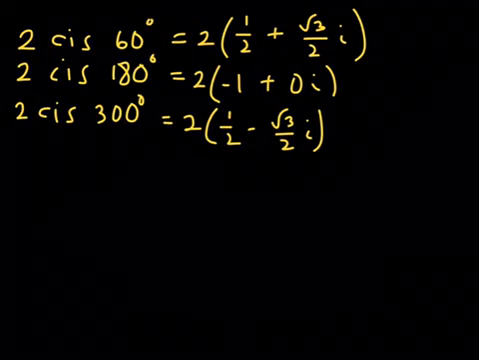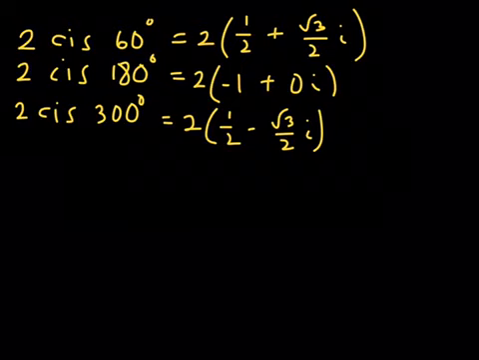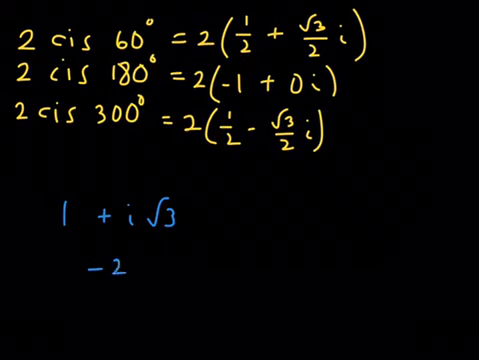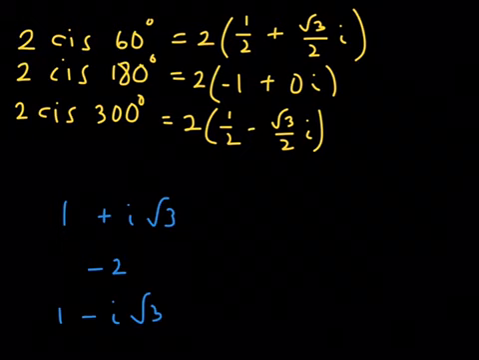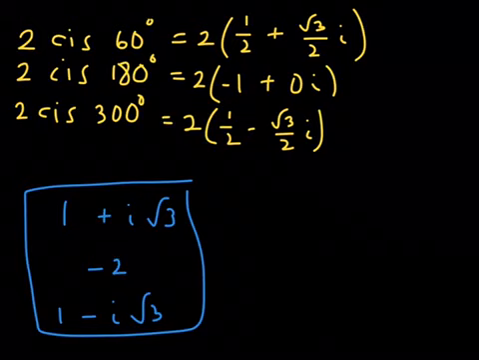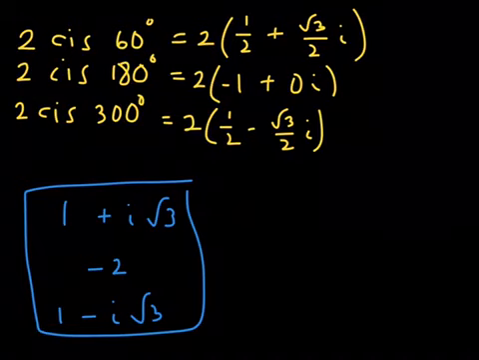Our three cube roots are, I'm distributing the 2 into each one of these, okay, everybody? So these are my final answers. 1 plus i root 3, there's one cube root, negative 2, and then 1 minus i root 3. These are the three cube roots for negative 8. That is to say that if you were to cube these numbers, you'll get negative 8.